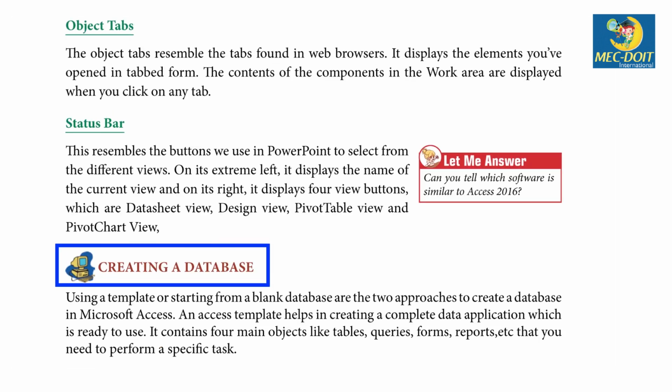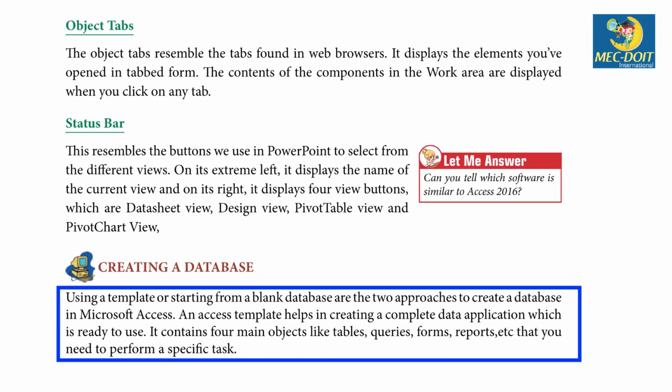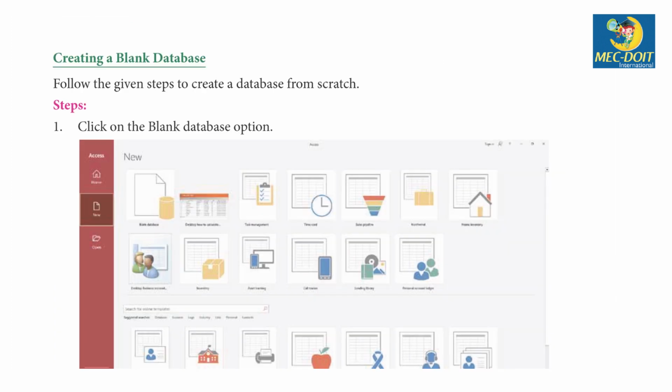Creating a database. Using a template or starting from a blank database are the 2 approaches to create a database in Microsoft Access. An Access template helps in creating a complete data application which is ready to use. It contains 4 main objects like tables, queries, forms, reports, etc. that you need to perform a specific task.